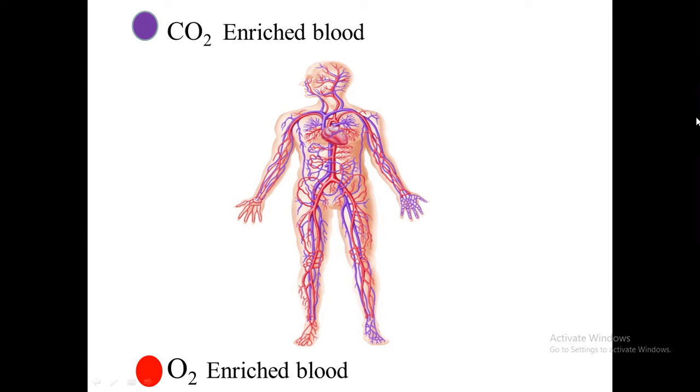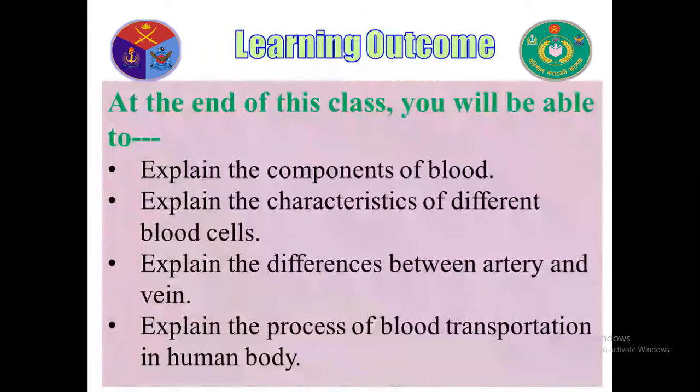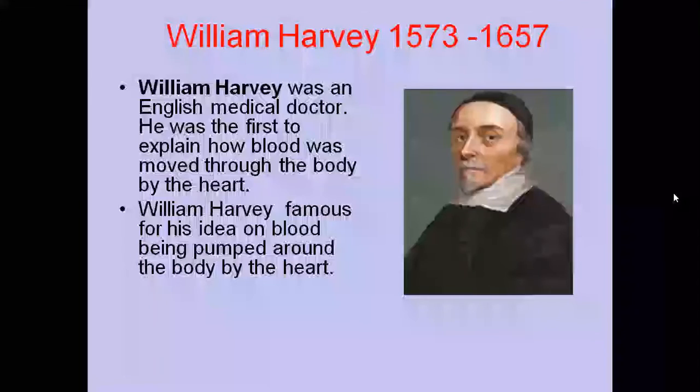Yes, my today's topic is the blood circulatory system, which is included in chapter 4, and the name of the chapter is blood and circulation. At the end of this class, you will be able to explain the components of blood, explain the characteristics of different blood cells, explain the differences between artery and vein, and explain the process of blood transportation in a human body.